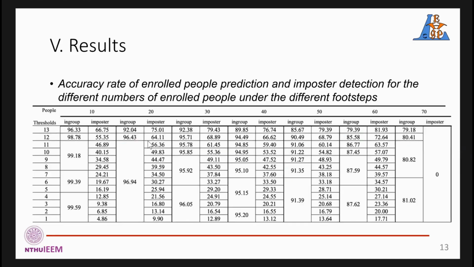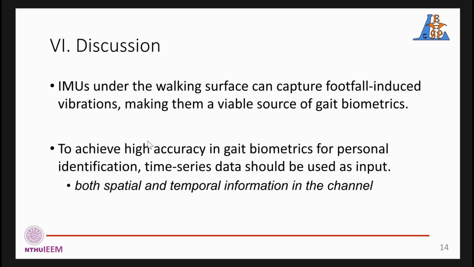Here we give you the overall information related to the enrolled people and the threshold. The threshold is the number we are going to compare. If the threshold is higher, that means you need 13 out of the 13 footsteps, then we will identify you as this person. If the threshold is just one, that means if one step out of 13 is already positive, we will call you this person. So that's the result.